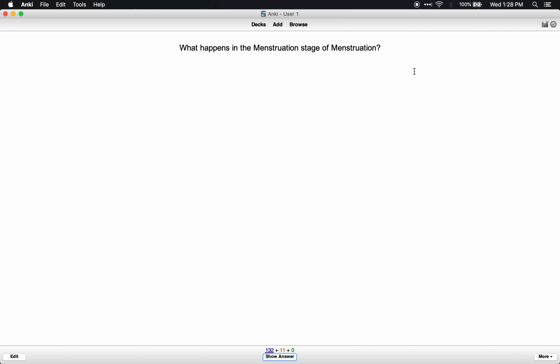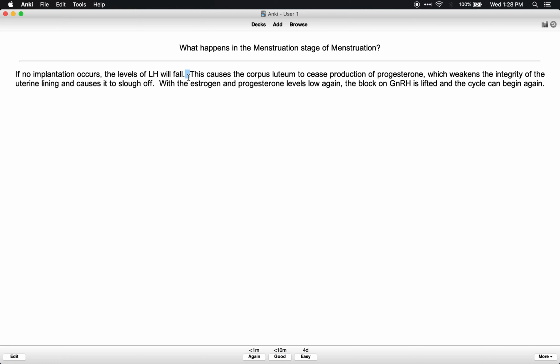Menstruation stage of the cycle. If no implantation occurs, the level of LH will fall. This causes the corpus luteum to cease production of progesterone, which weakens the integrity of the uterine lining and causes it to slough off. When estrogen levels are low, the block on GnRH is lifted and the cycle begins. That's a lot of information.